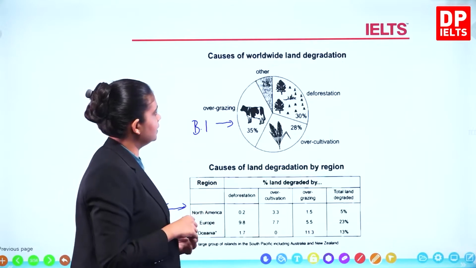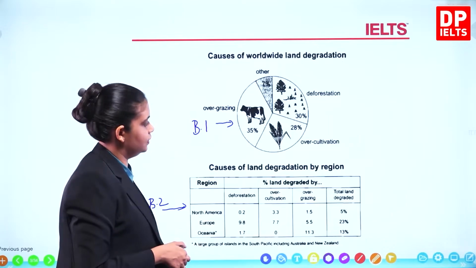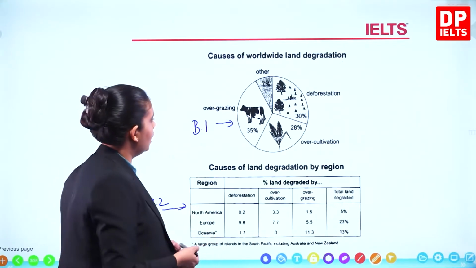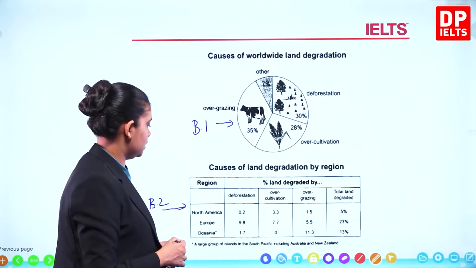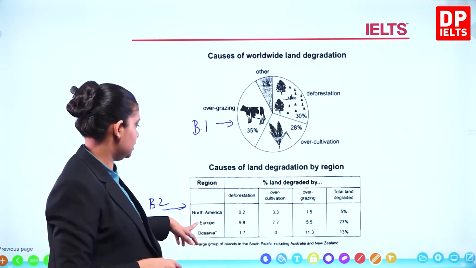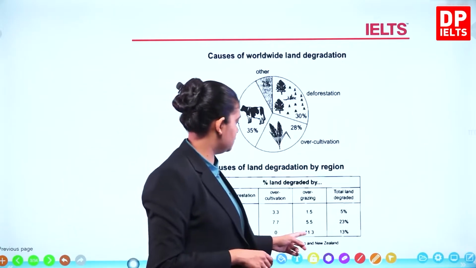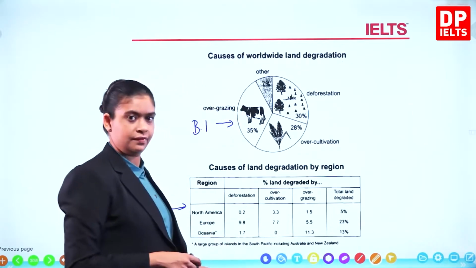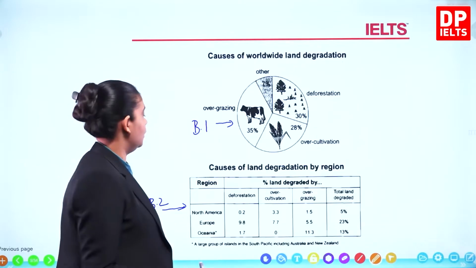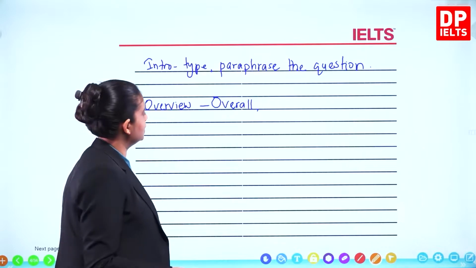So here you can see the main two causes are overgrazing and deforestation. Deforestation is most affected in Europe, whereas overgrazing is most affected in Oceania. So you just write an overview. You could even talk about what is least affected.